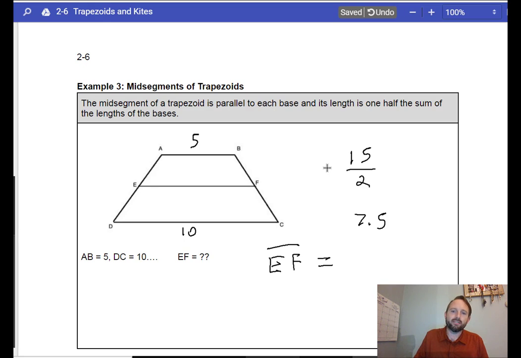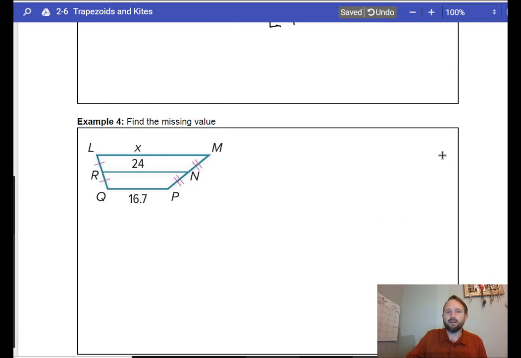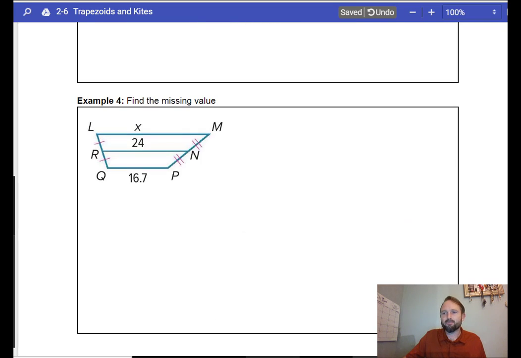So EF is equal to 7.5 units. All right, let's go on to example 4. Example 4 is pretty much that, except what if we give you the mid-segment? What does the longer base have to be?